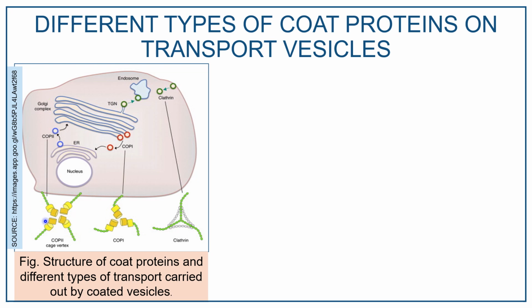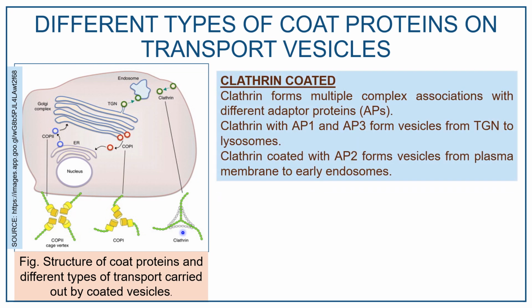There are mainly three types of coat proteins that cover the vesicles. These coat proteins are specific to the type of vesicles they bind with. Along with coat proteins, various adapter proteins and small GTP-binding proteins are also needed for coated vesicle formation. The first type is clathrin-coated vesicles, which form multiple complexes with different adapter proteins. Clathrin coated with adapter proteins 1 and 3 form vesicles from the trans-Golgi network to the lysosomes, and clathrin coated with adapter protein 2 forms vesicles from the plasma membrane to early endosomes.